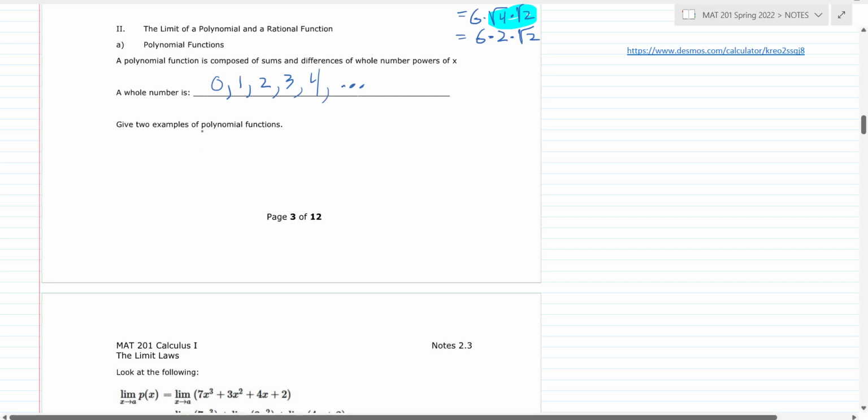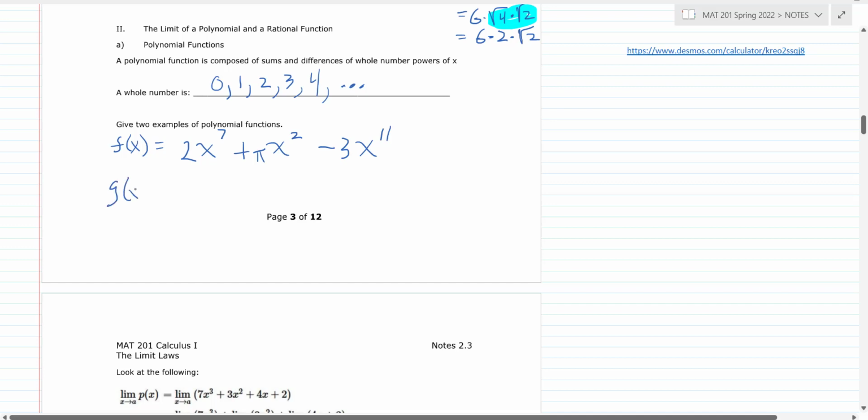So here's 2 examples of a polynomial. I'm just going to say f of x. When you create a polynomial, you're usually just taking different powers of x. As long as they're whole numbers, you're okay. And then you just add or subtract them however you want to. And you can also put a number in front of anything. Okay, you don't have to. So that is a polynomial function right there.